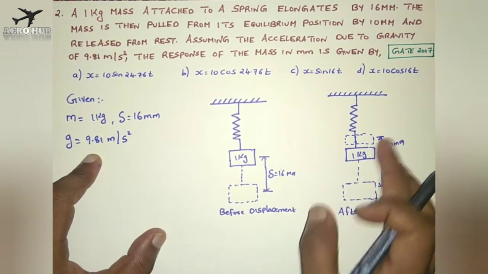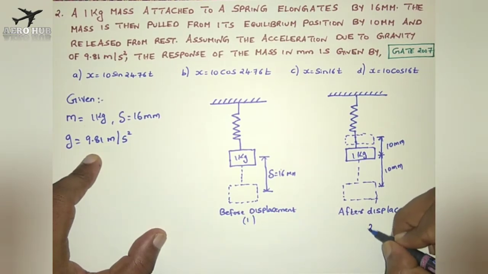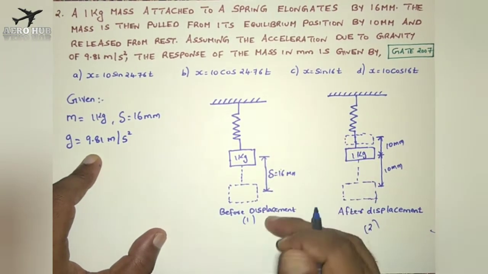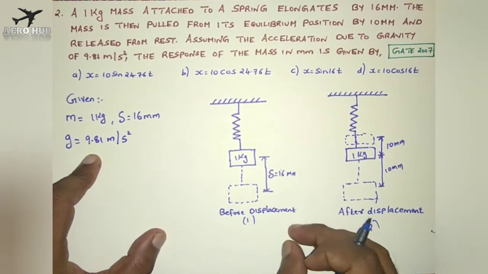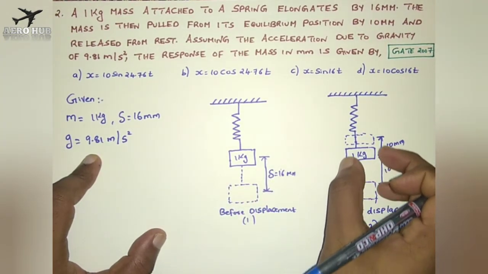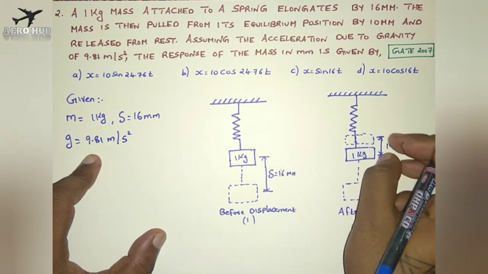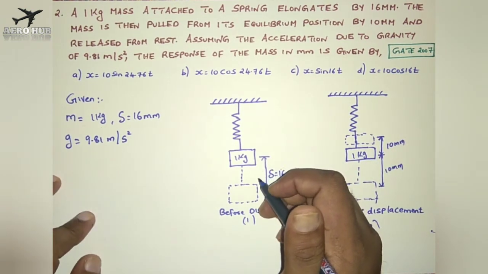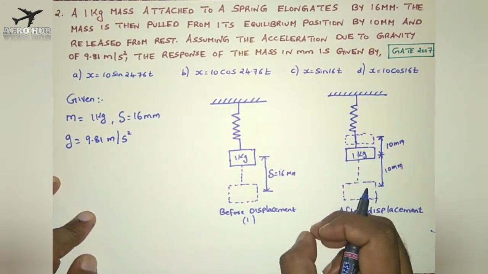You can see the two diagrams here. The first diagram is before displacement, and the second diagram is after displacement. Before displacement we kept a mass of 1 kg, and it is deflecting by delta, which is 16 millimeter. After this mass came to rest, this is the initial equilibrium position, then it is displaced by a distance of 10 millimeter. Therefore the amplitude of vibration is 10 millimeter.